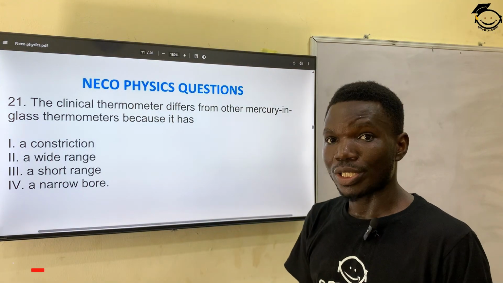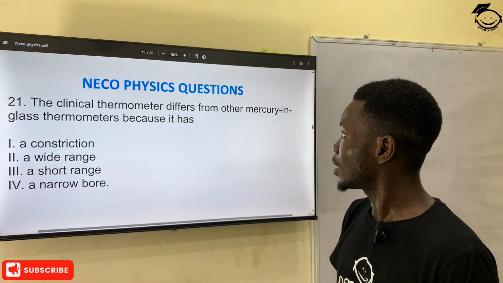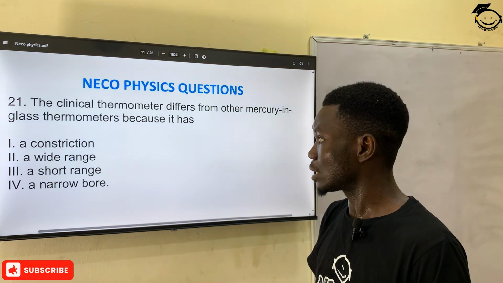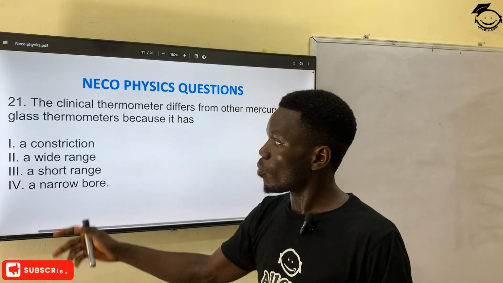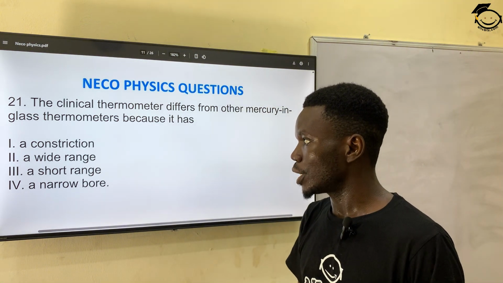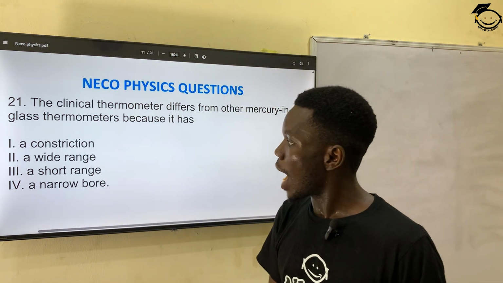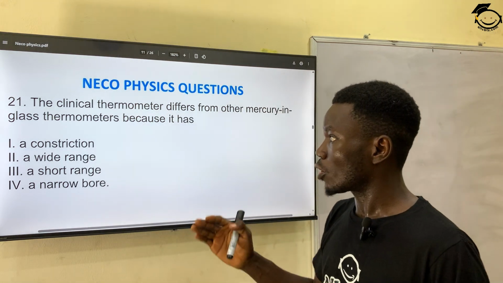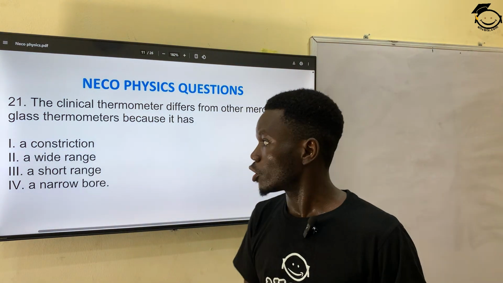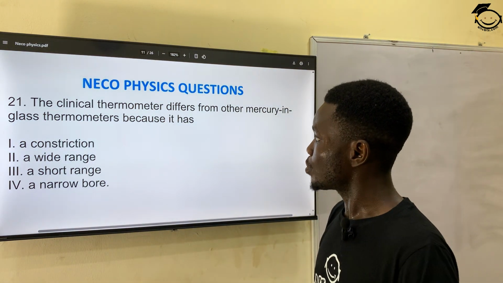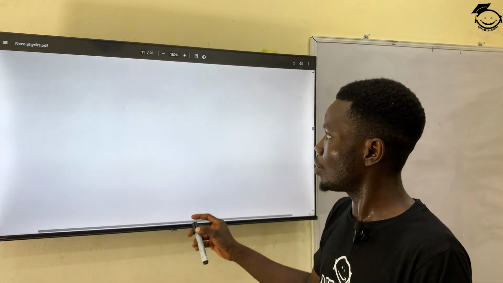Okay, question number 21 says that the clinical thermometer differs from other mercury in glass thermometers because it has dash. Roman figure 1, I have a constriction. Roman figure 2, a wide range. Roman figure 3, a short range. Roman figure 4, I have a narrow bore. Your clinical thermometers have a constriction and they have a short range. Hence, they are used in the hospitals for checking human temperature.